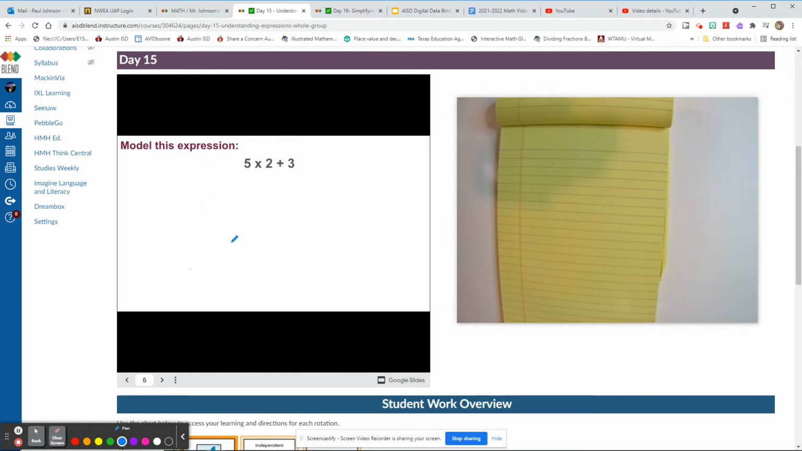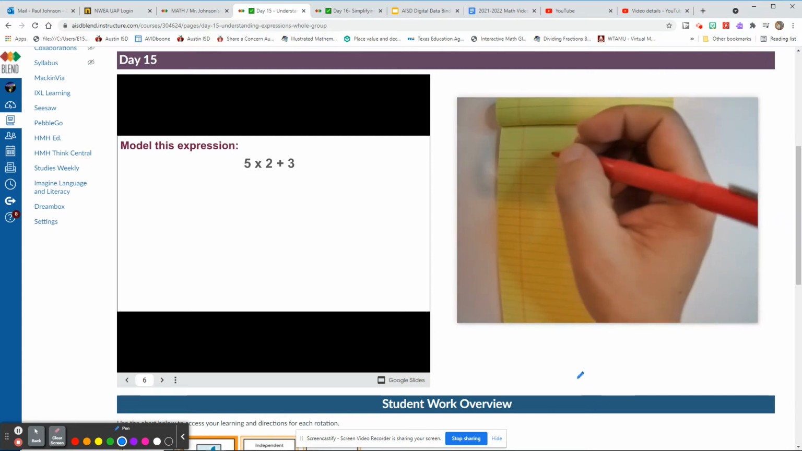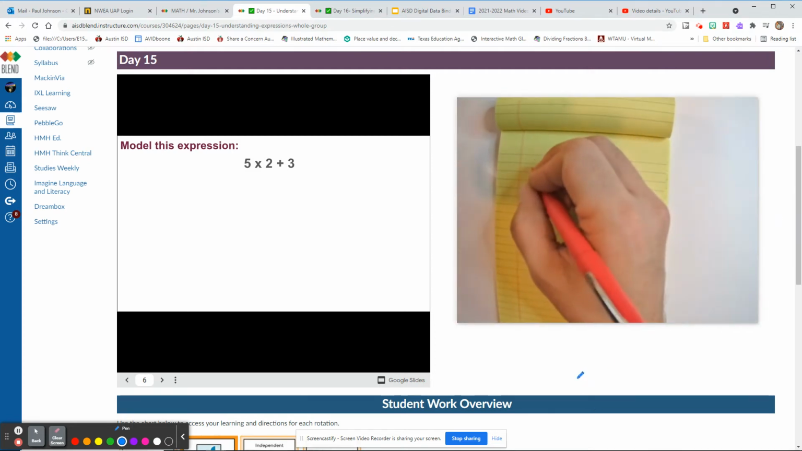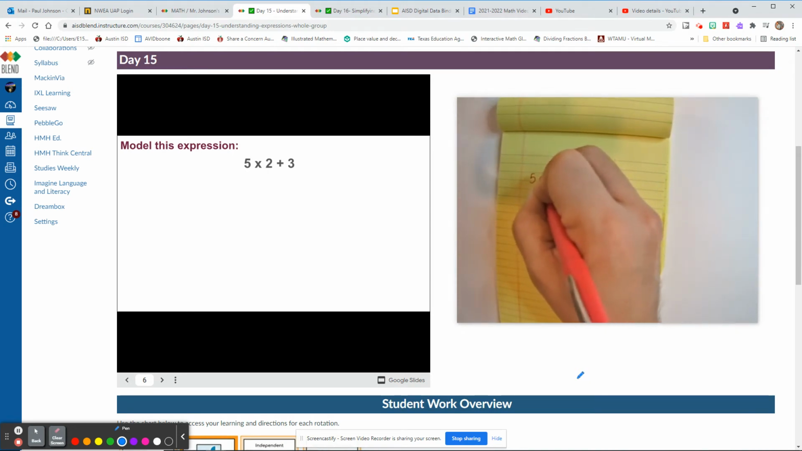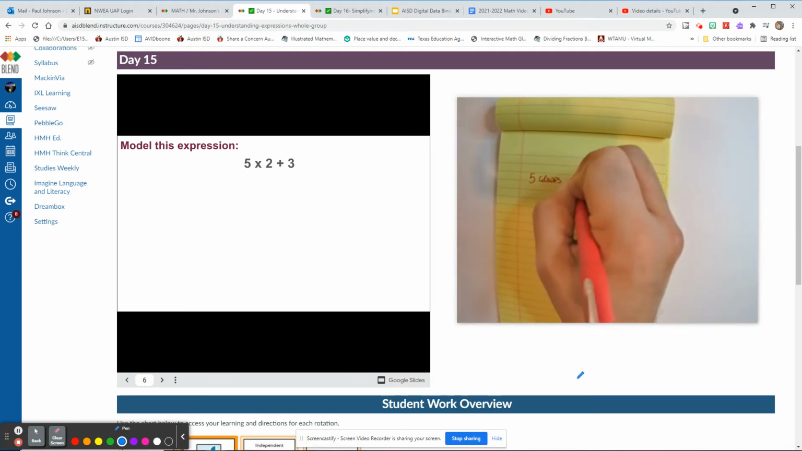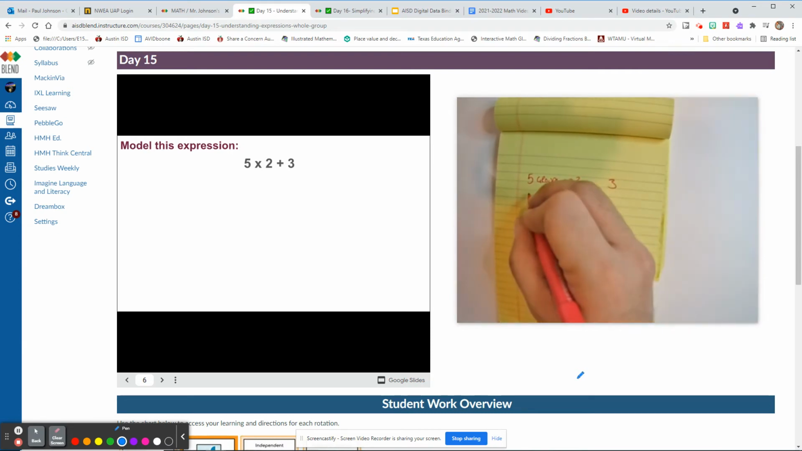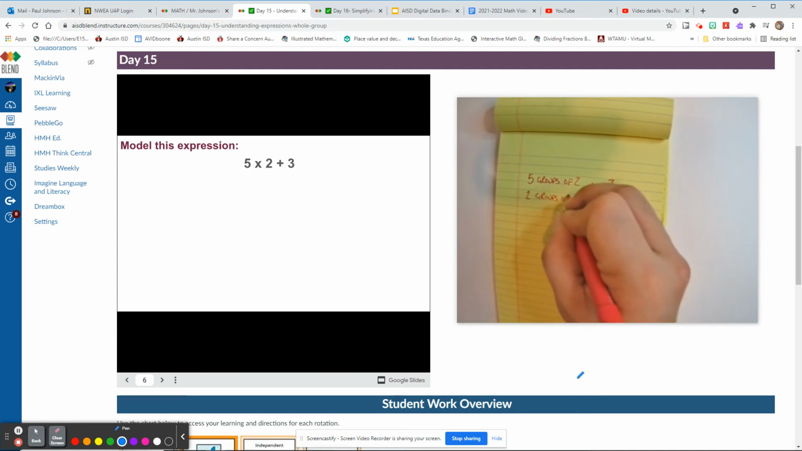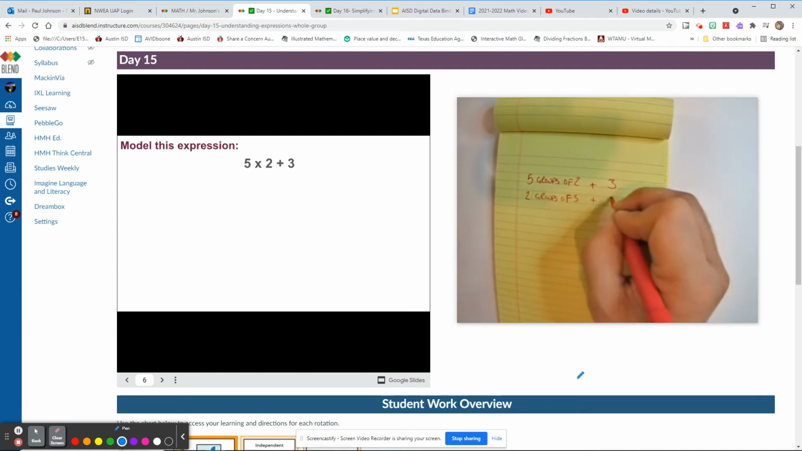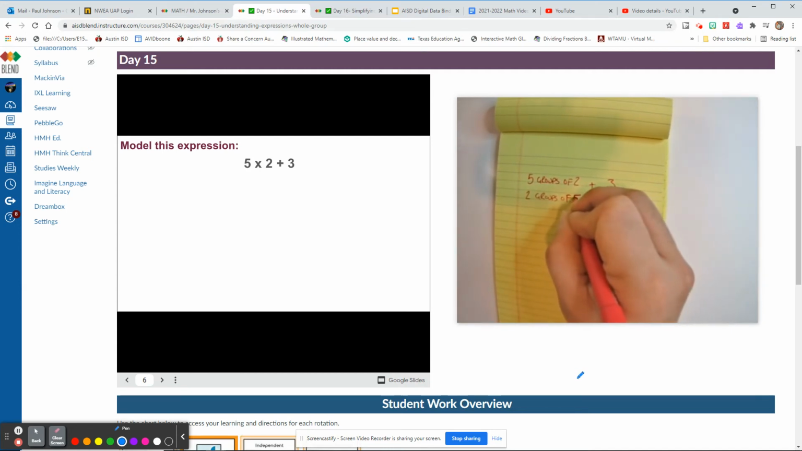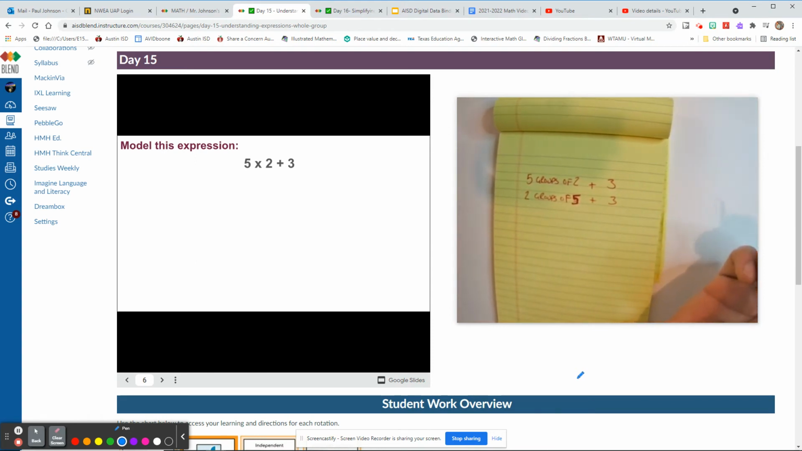Here we go. Okay, so model this expression. 5 times 2 plus 3. So I'm moving back to the paper over here. Yeah, so 5 times 2 plus 3. So I'm looking at either 5 groups of 2 plus 3 or 2 groups of 5 plus 3. That's a 5, not an S. Okay, so 5 groups of 2 or 2 groups of 5.